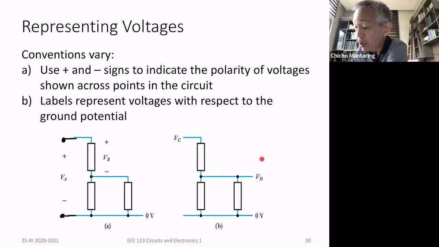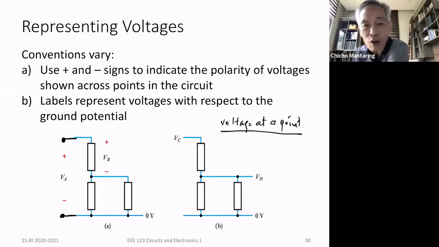Now, this is another way. Ito, what we call this voltage at a node, or voltage at a point. Teka, akala ko ba sabi natin there's no such thing as a voltage at a point? Well, the voltage at a point will always be with respect to the reference. So I'm saying that the voltage at this point is VC, but that is with respect to this reference. The voltage at this point is VD, but that is with respect to this reference. Now, we're not showing any polarity here. We're assuming that the voltage at that point is positive with respect to the reference. Yun yung usual convention.